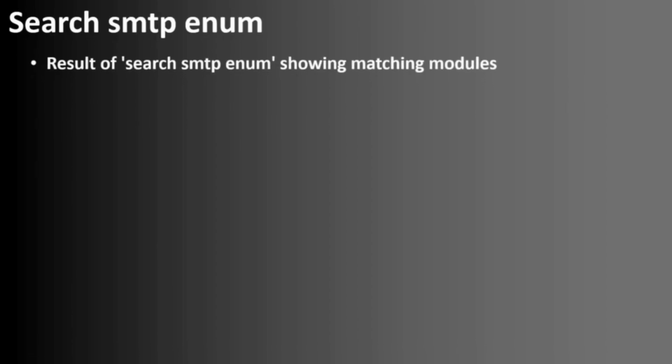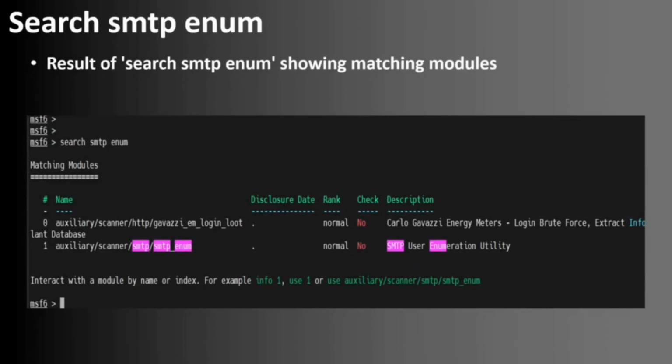Now we are going for searching the SMTP enumeration module. Metasploit instantly shows all the modules related to SMTP, so it saves time. But in the screenshot I have used the keyword smtp_enum, so it shows only two modules, so don't get confused. If you search for just smtp, you will see multiple modules.